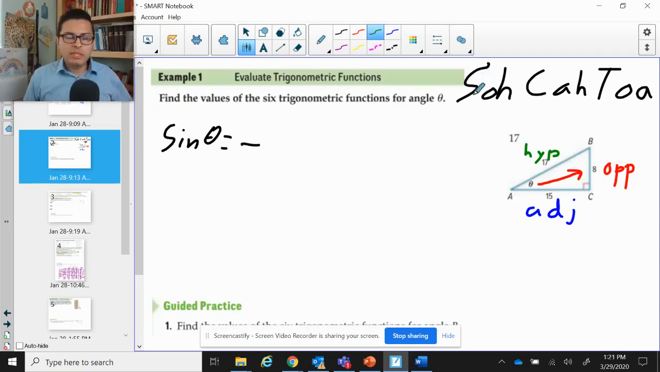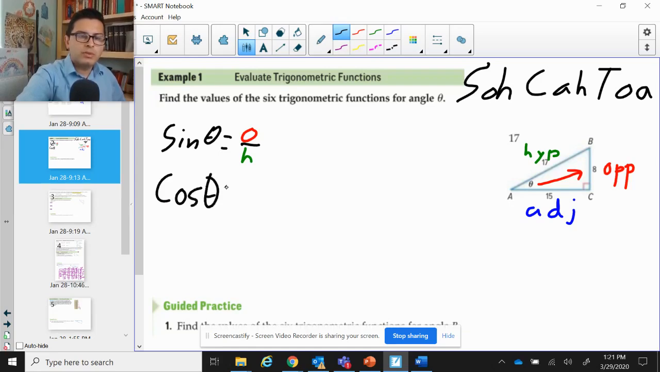SOHCAHTOA. So that means sine is going to be our opposite side divided by our hypotenuse. So let's write that down. Sine of theta is going to equal our opposite divided by our hypotenuse right there. Now we have our next one to write down, which is cosine of theta. We're going to write that down as well.